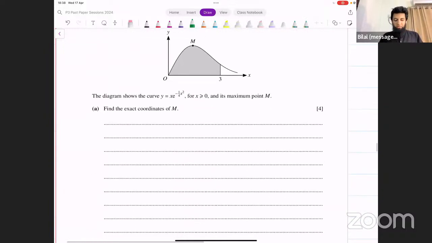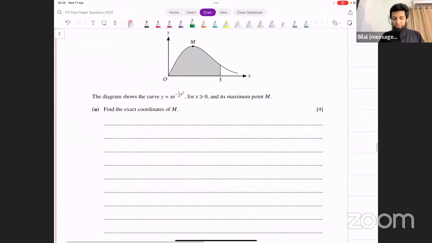Okay, the diagram shows the curve y equals x e raised to power minus 1 over 4x squared for x greater than or equal to 0, and its maximum point M. Find the exact coordinates of the point M. Now, it's a turning point. How do you find turning points? You find the derivative and set it equal to 0.